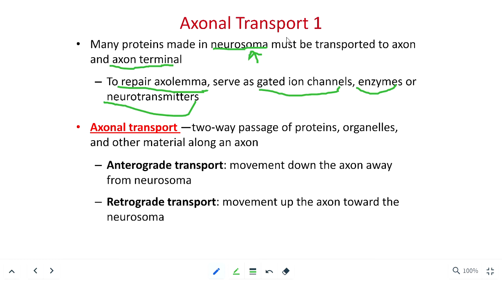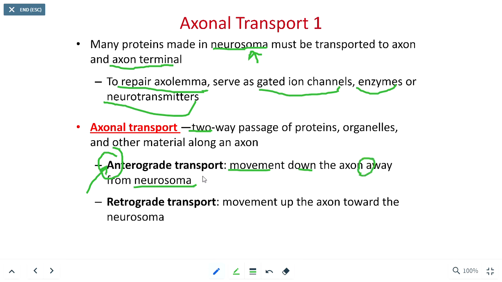So as we look at axonal transport, this is the ability to move stuff away from the neurosoma and towards the neurosoma. And it's a two-way process. We can have anterograde transport, where we take movement down the axon away from the neurosoma. So when we think of anterograde, I want you to think of away, A and A.